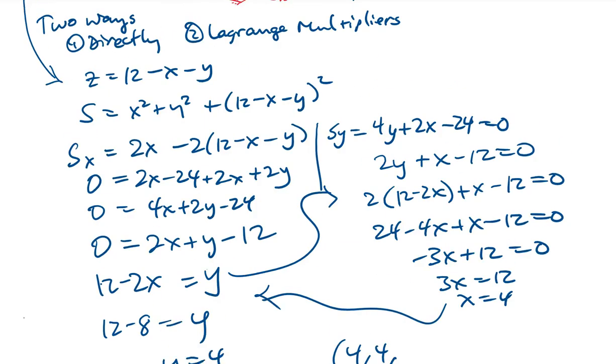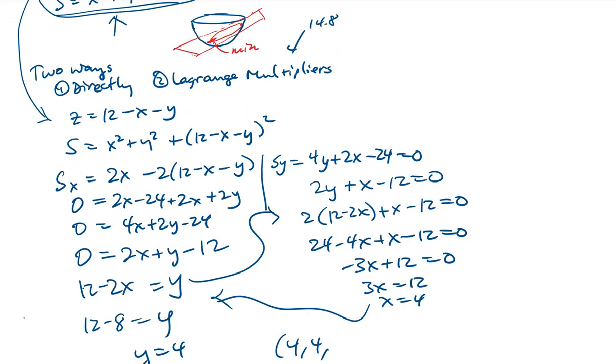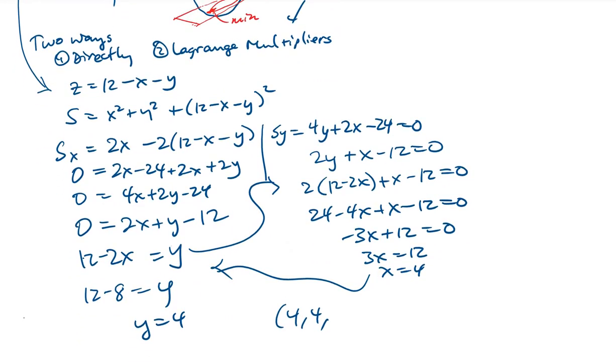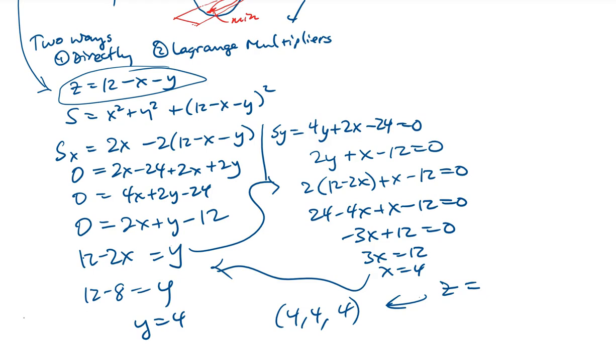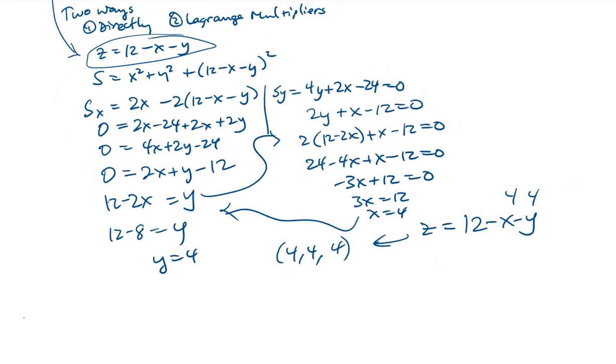And then when you plug that into the original S, okay, so if x and y are both 4, then z is also 4, because z is 12 minus x minus y. These are 4. This is 4. This is minus 8, so that's 4. So 4, 4, 4 is a possible max or min.